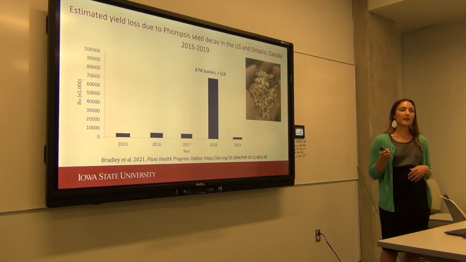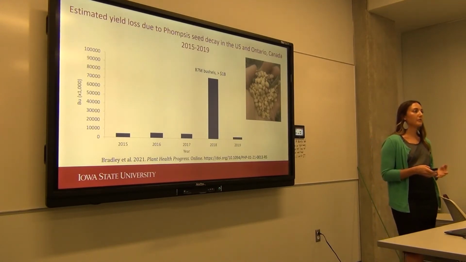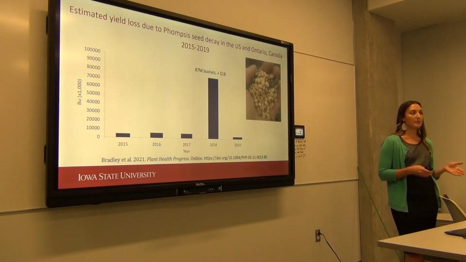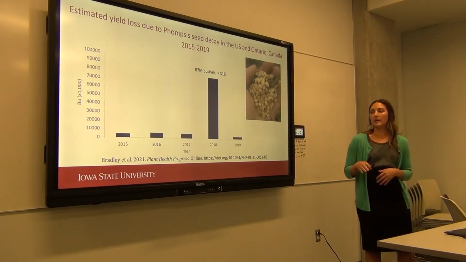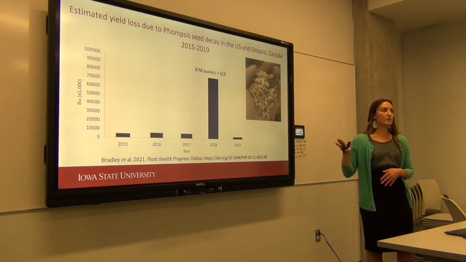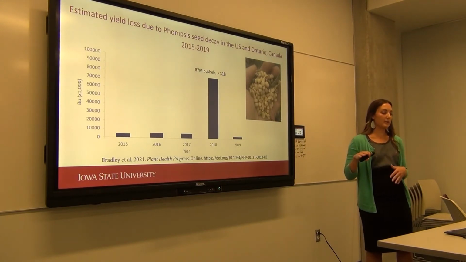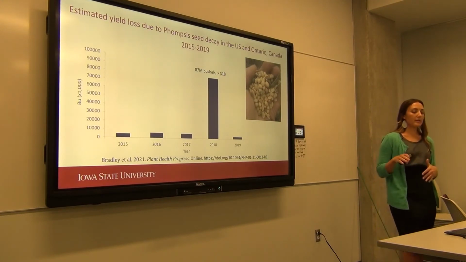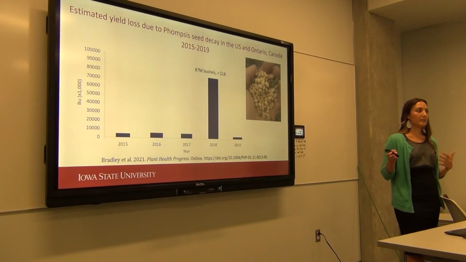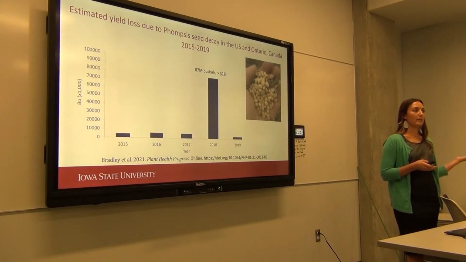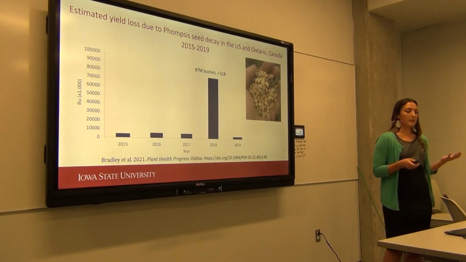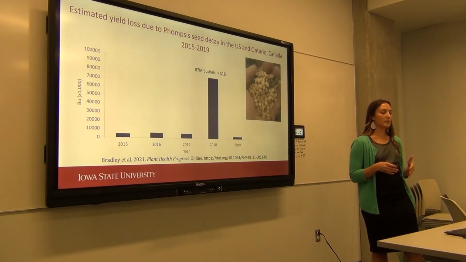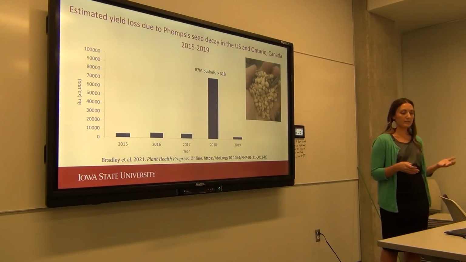Next, I'll show a graph of the estimated yield loss due to Phomopsis seed decay in the United States and Ontario, Canada from 2015 to 2019. From 2015 to 2017, the amounts of bushels lost were pretty low, but there is a huge spike in 2018, and this can be directly linked to that weather in September. It was estimated that 87 million bushels were lost, which was the equivalent of over $1 billion lost.